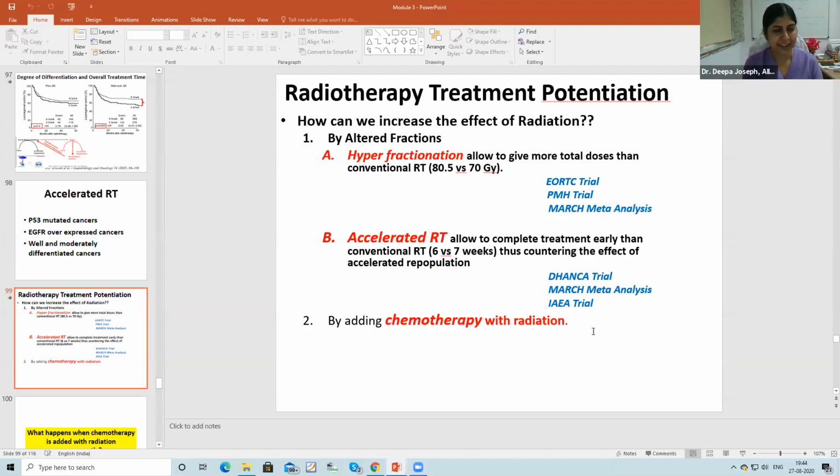Another question is, exactly how many days is gap correction beneficial? If there is a gap of 2 months, can we compensate for it? Very difficult, not possible. So there are questions on re-irradiation. I hope it will be covered in the next module. Re-irradiation I have already covered.